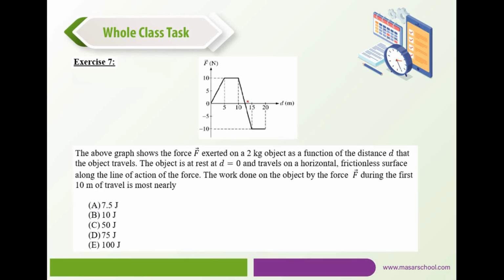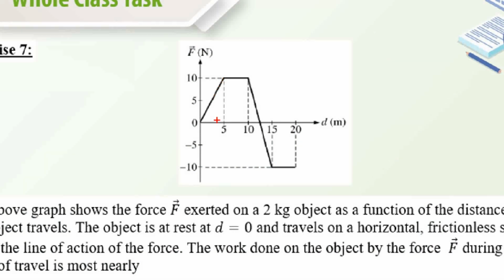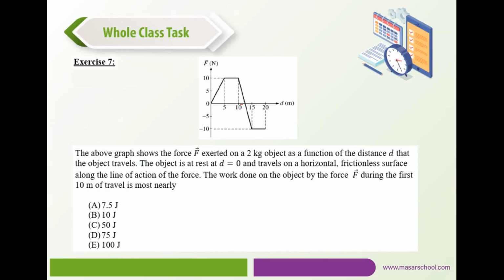Now exercise 7: the above graph shows the force F exerted on a 2 kg object as a function of the distance d that the object travels. Before we continue, let's utilize the curve. This curve consists of straight lines, which means that we can make use of the x-intercept, y-intercept, the slope, and moreover the area under the curve. This is an F-d curve, which means the area would represent the work. The object is at rest at d equal to 0 and travels on a horizontal frictionless surface along the line of action of the force.